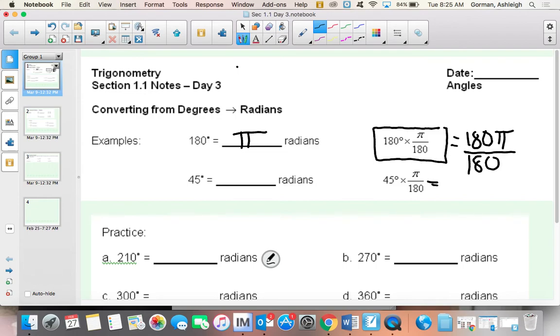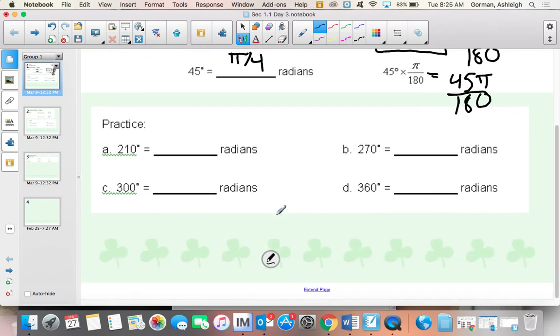For 45 degrees, when I convert, I multiply 45 times pi over 180. I get 45 pi all over 180. Does everyone know how to do the simplifying fractions in their calculator? You type in the calculator, hit math, number 1, and it will simplify 45 over 180. And that is pi over 4 radians. If you want to have your calculator out, we're going to do more calculator problems as well.